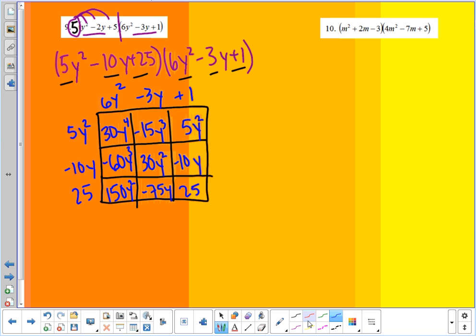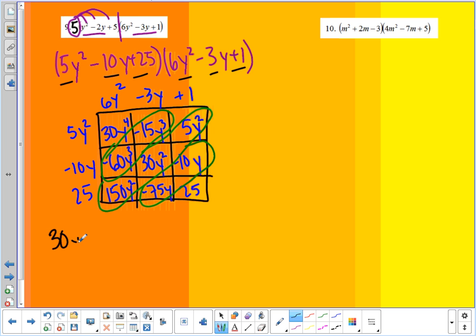And holy cow, check it out. Our like terms are still on the diagonal. Y to the 3rd, y to the 3rd. Y squared, y squared, y squared. There's 3 of those bad boys. And then a y term, there's 2 of those. So now let's put them all back together.